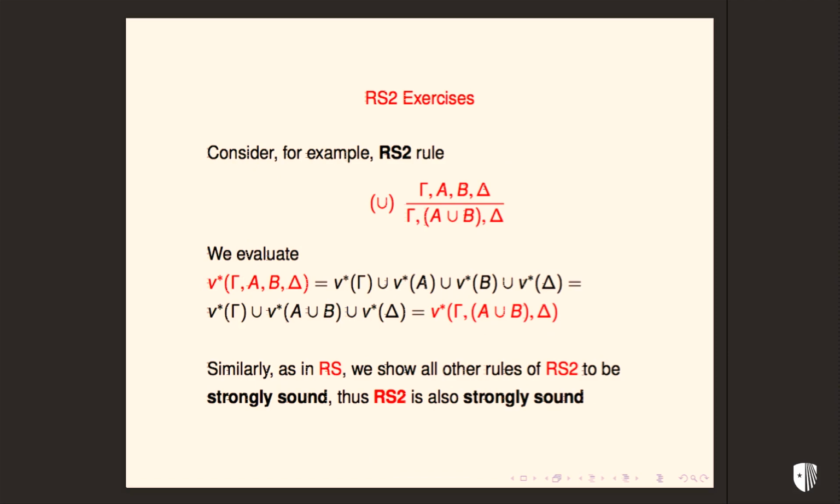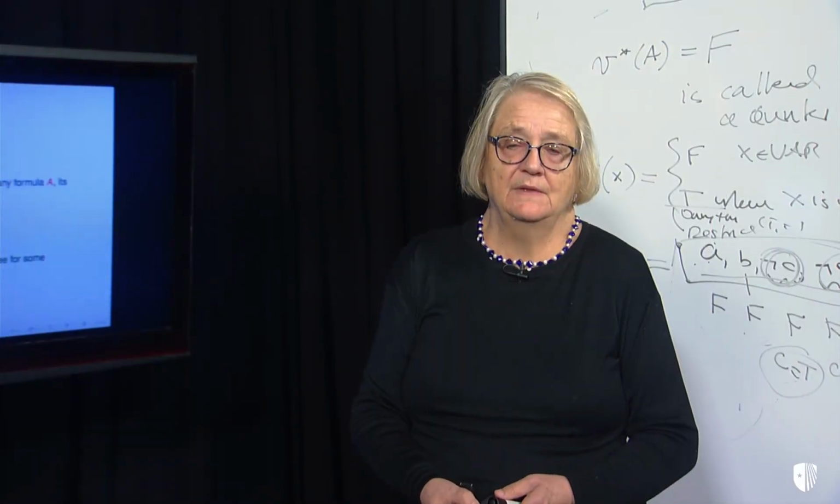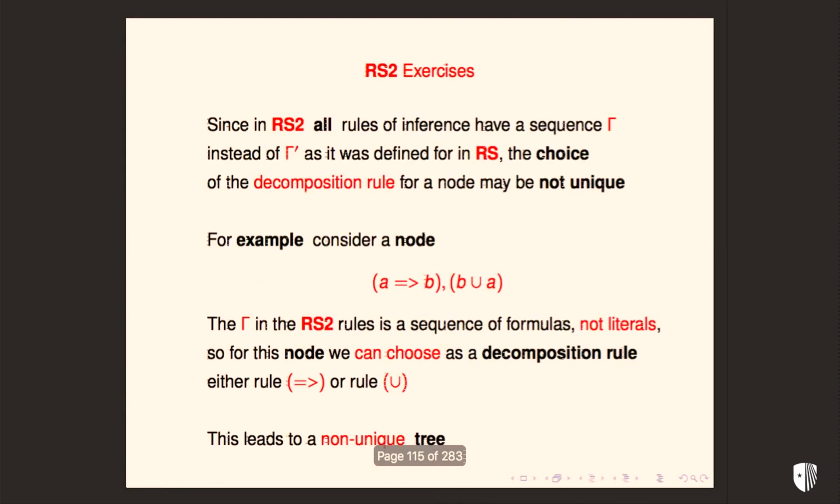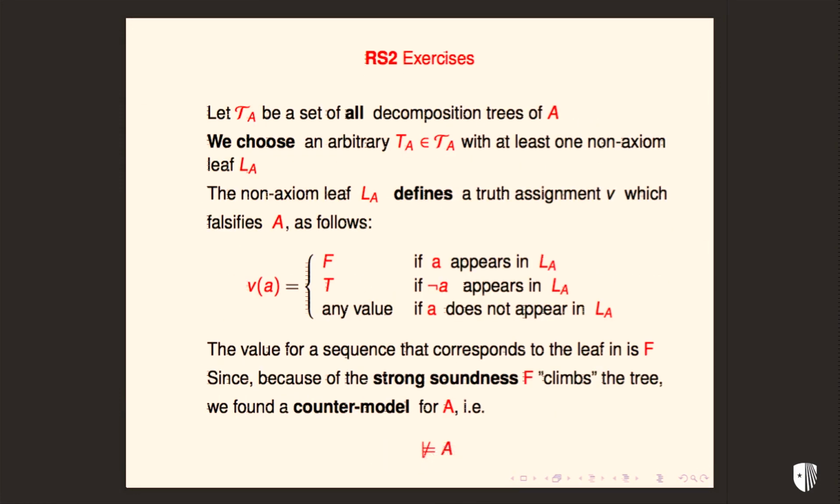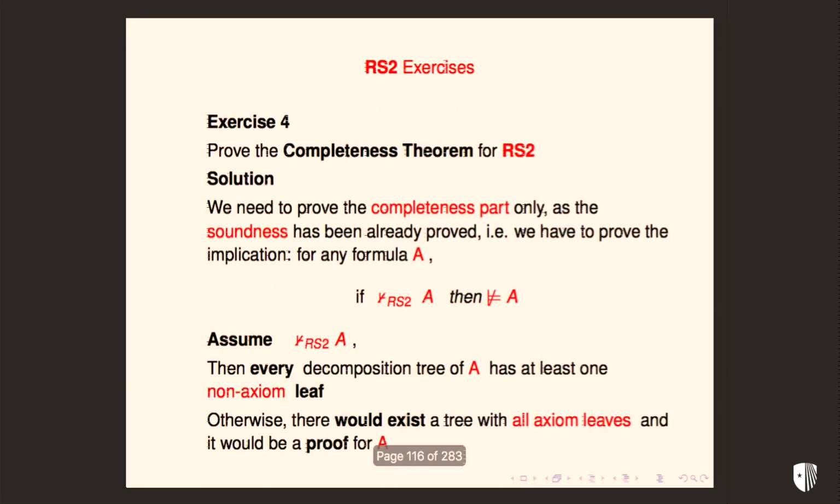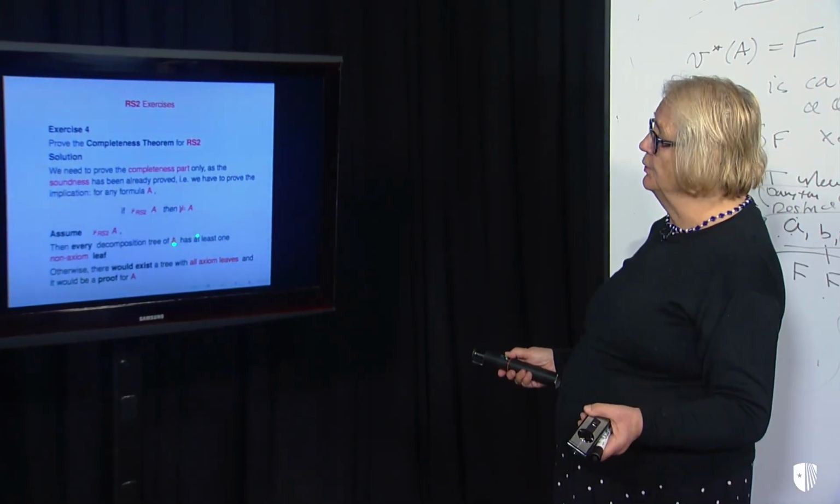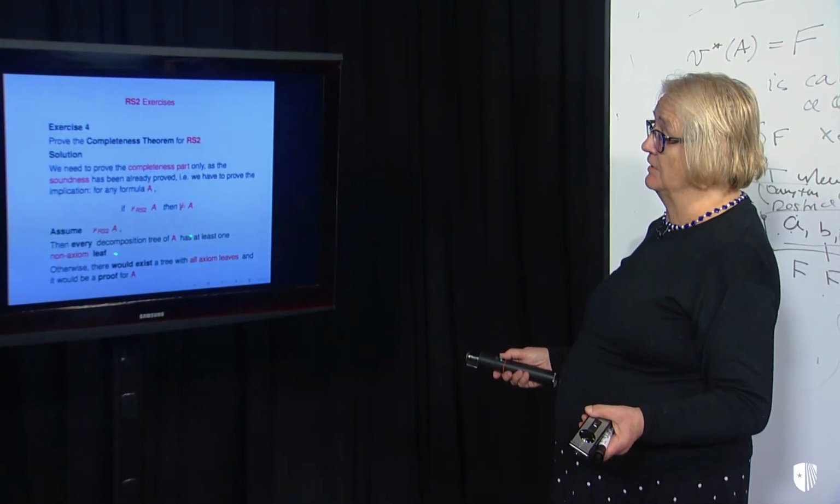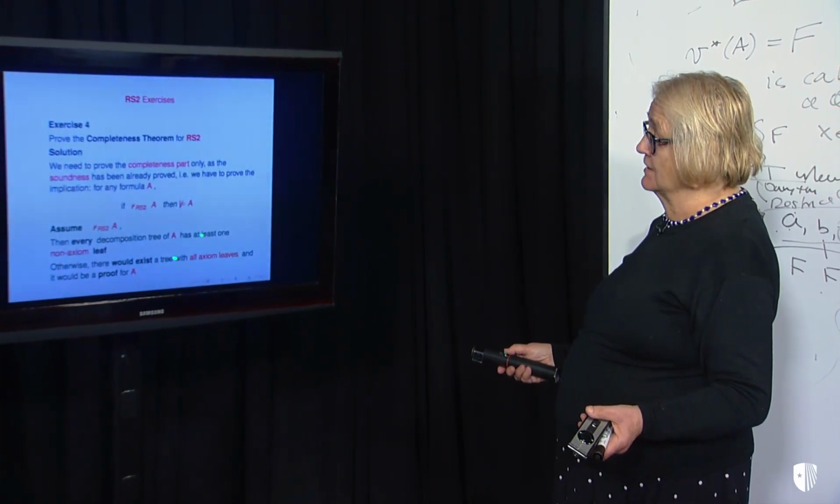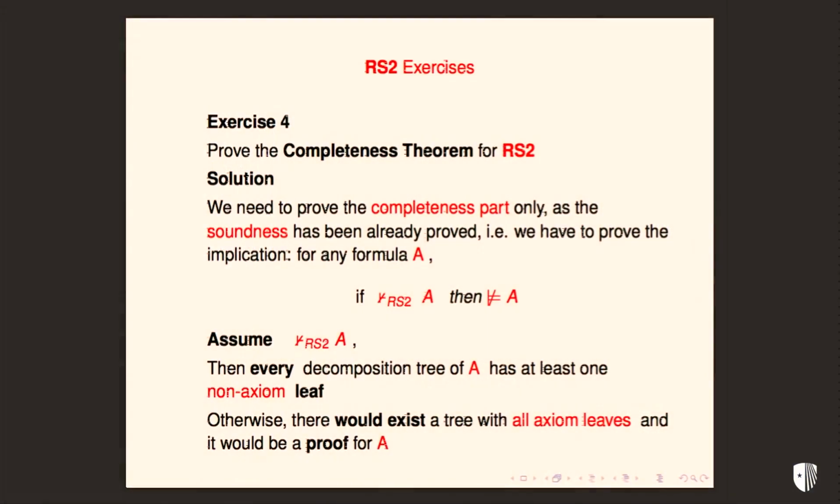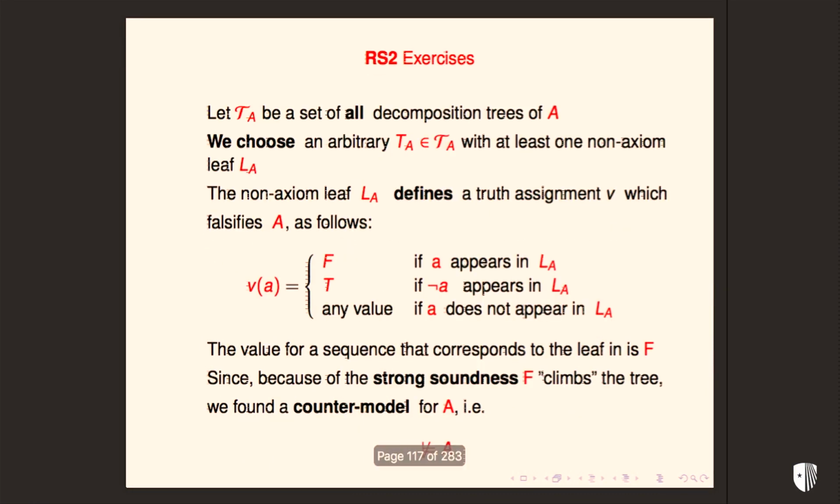And then, again, you do exactly the same strong soundness. And now, if you want to prove completeness, it is a little bit more. What does it mean that the formula doesn't have a proof? It means every decomposition tree, any possible way of searching for proof, has at least one non-axiom leaf. Otherwise, there would exist a tree with all axiom leaves, so you have to cover all possible ways of searching for proof.